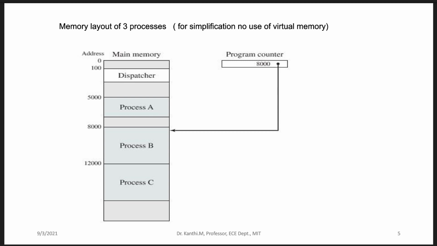Okay, let us see an example of memory layout. When a process is created, the process is written in the main memory. There is a memory wherein you are going to have the set of processes. So this is a simple layout of a process. Suppose I have process A, process B, and process C. Let us say my program counter has the address 8000, which means it is pointing to process B as per this simple diagram.